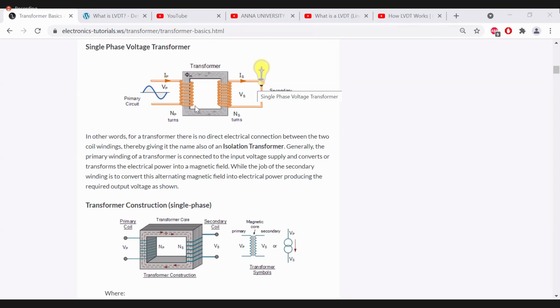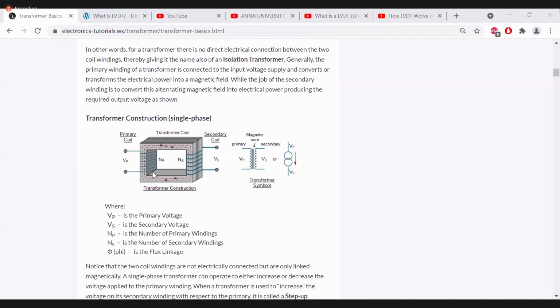Then what is the importance of this gray color one? This gray color one is called the core, transformer core. If you don't have this core, and if you place the primary coil near the secondary coil, we will get very less induced voltage in the secondary coil. If you are not using a transformer core, and just place the primary coil near the secondary coil without direct contact, we will get very less induced voltage in the secondary coil.